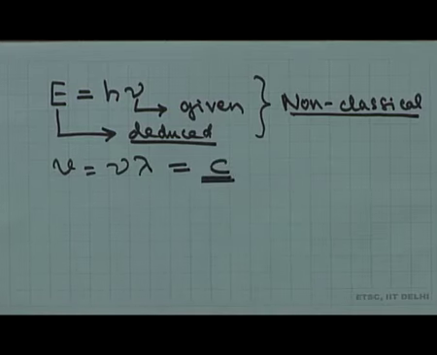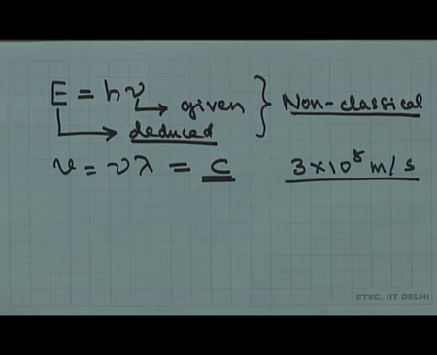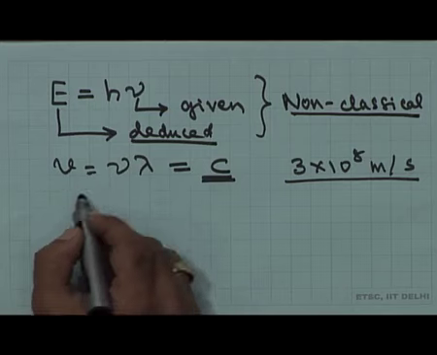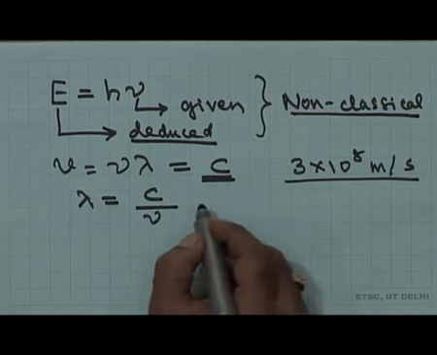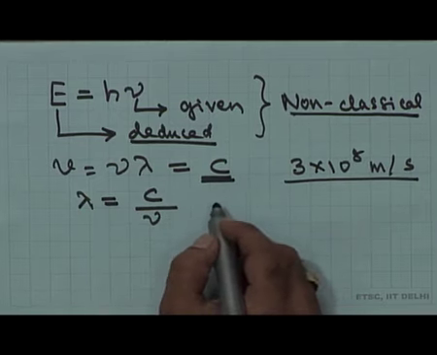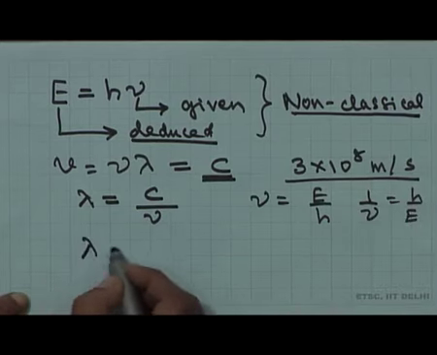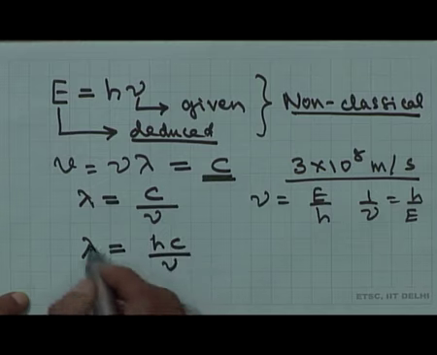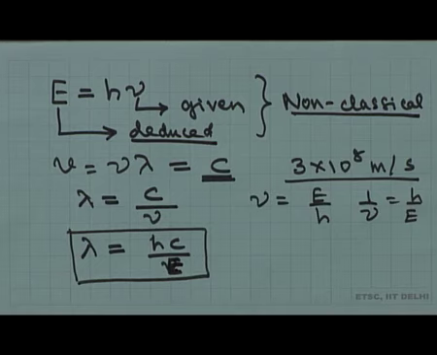v of course is c for light in free space, the speed of light in vacuum, which is 3 into 10 to the power 8 meters per second. So what we are writing is a relation between nu and lambda, therefore my lambda is given by c by nu. If I were to write it in terms of energy, nu is E by h, so 1 over nu is h by E, so lambda is equal to hc by E. So not only do we associate a frequency with the energy, we are also associating energy with the wavelength.